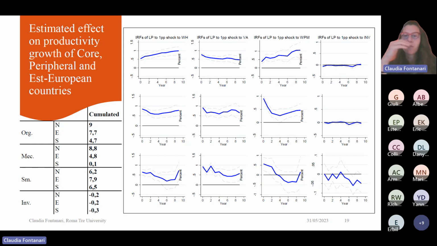In core countries, both measures of labor cost exert an increasing positive effect on productivity. While if you look at the Eastern and Southern peripheries, the organization effect is quite high and positive and persistent, while the mechanization effect is very low, and in the Southern countries barely significant, significant only in the first year.